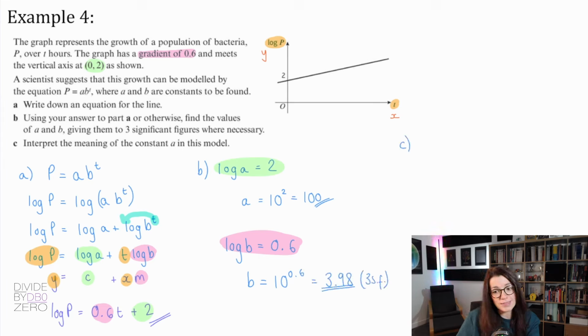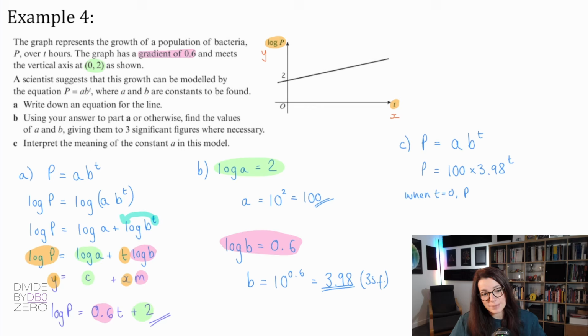Part C wants us to interpret the meaning of the constant A in the model. So I'd usually just write out the model again. So P equals A, B to the power of T. I'd fill in what I know. So I now know that A is 100 and B is roughly 3.98. And then having a look at this, we can see that when T is 0, P would in fact be equal to 100, or A, because anything to the power of 0 is 1. This means that A is the initial population of bacteria.